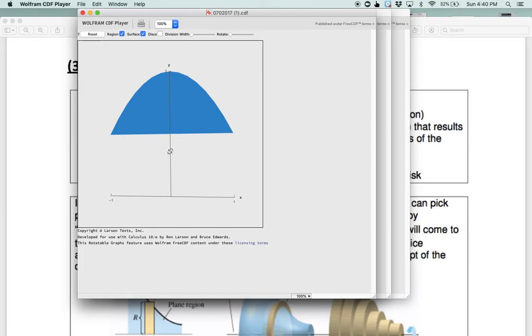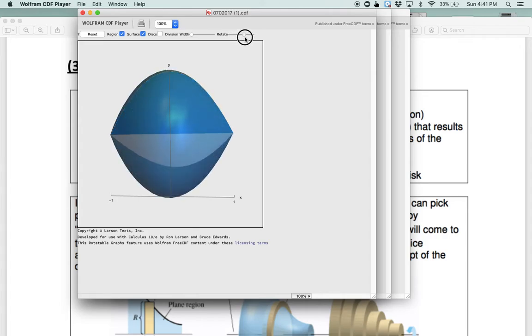But in this case, I want to revolve this region around the line y equals 1, which is going to be the horizontal line right here. So we're going to keep the base of this solid around the line y equals 1. I'm going to add the discs in here again. Well, let's look at just the shape first. And when we rotate, you see we get kind of this egg-shaped solid.